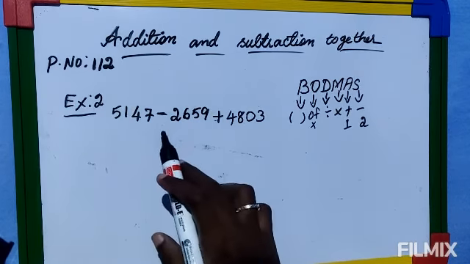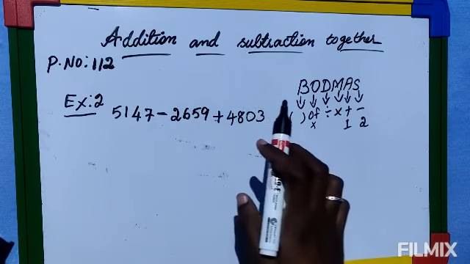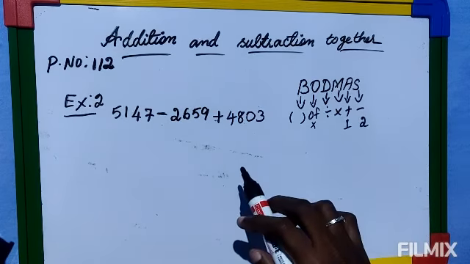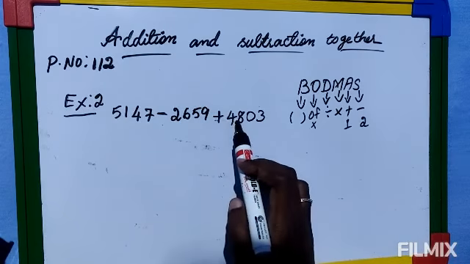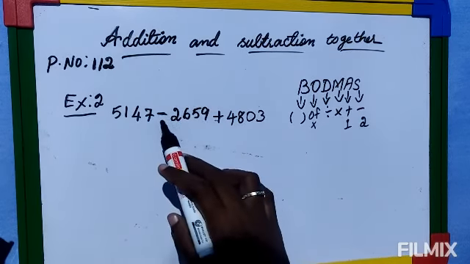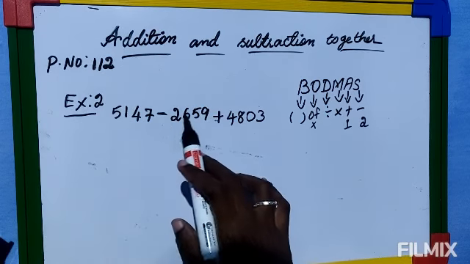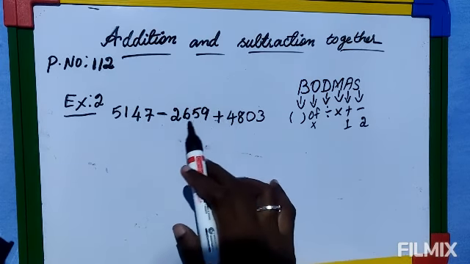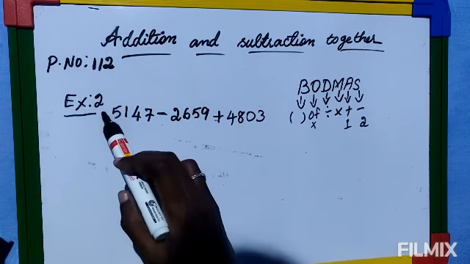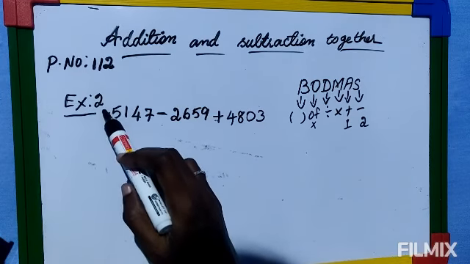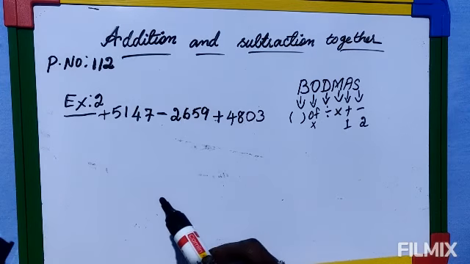Since minus is first, it does not mean that you will do minus first. You have to do the addition first. You have to see that this plus symbol is for this number, and this minus symbol is for this number. You cannot add numbers having opposite signs. If there is no sign before the number, that means it is plus.